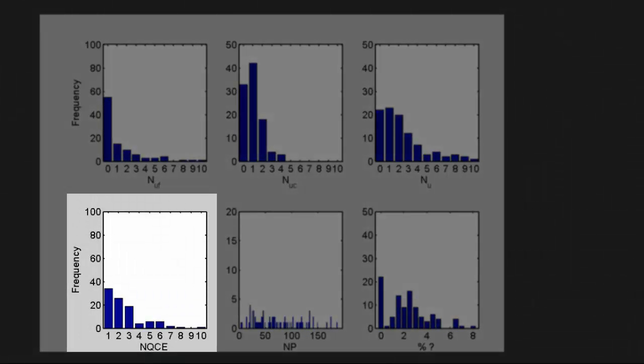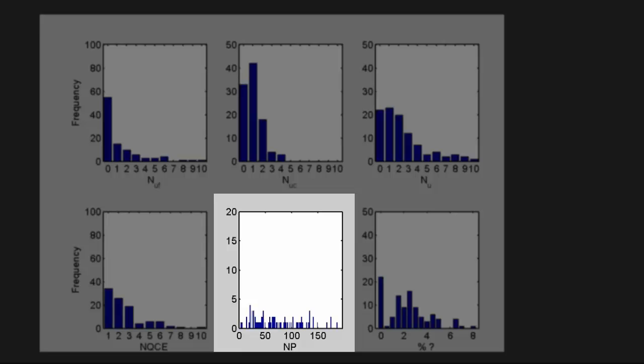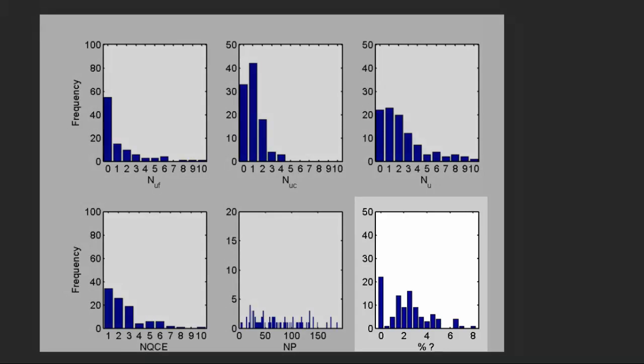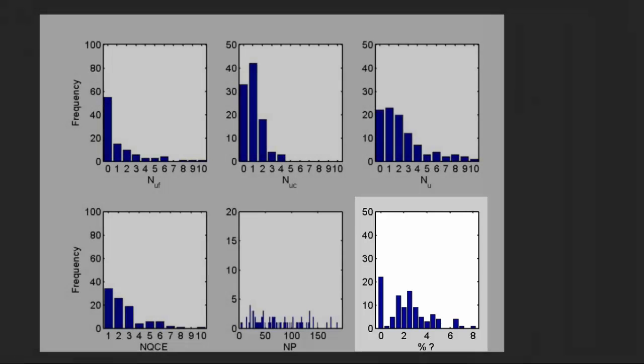NQCE is the number of QC events to detect the out-of-control condition. In about 35% of the cases, that 5% shift was detected by the first scheduled QC after the out-of-control condition occurred. However, there was at least one situation where it took 10 QC events. NP is the number of patient results that were adversely affected by the out-of-control condition. % is the percent of the patient results that failed to meet the quality requirement while the out-of-control situation persisted.